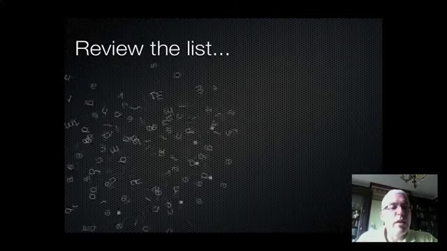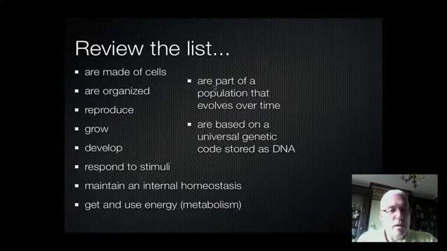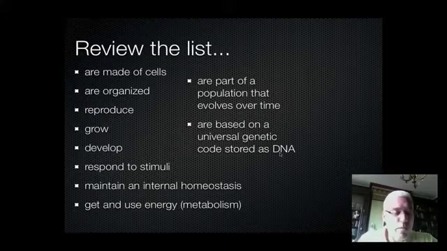So let's review the list. All living things are made from cells. They're organized, they reproduce, they grow and develop, they respond to the world around them, they maintain some type of internal balance, they take in and use energy in a metabolic series of processes, they evolve as part of a population through time, and they pass on genetic code that's stored in a chemical called DNA. There we go. Hope you understand the characteristics of life a little bit better.